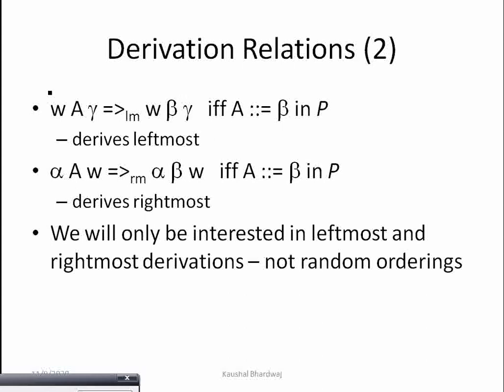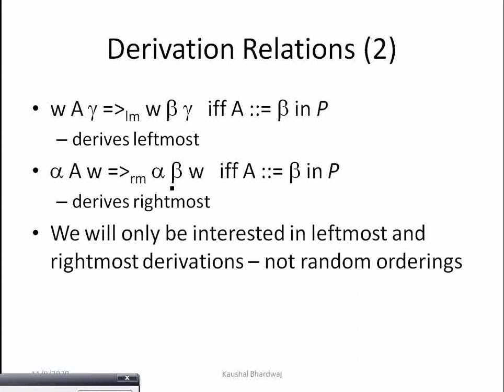In the leftmost derivation, we have to take the first non-terminal symbol from the left. Here W is all terminal symbols, so the first non-terminal symbol from the left is A. So if it is leftmost derivation, you find the production related to A, which is A derives beta. This is a production in your grammar, so you are replacing A with beta. Since you are replacing the leftmost non-terminal, it is leftmost derivation.